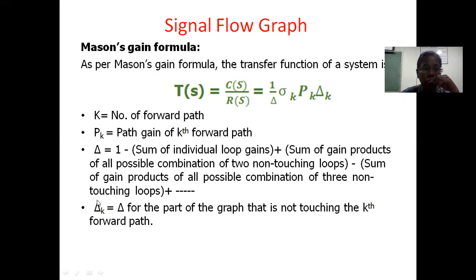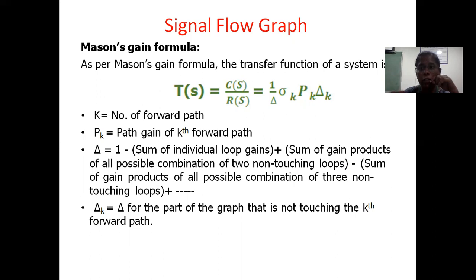Then we should find out the del k. Here the del k is the del for the part of graph which is not touching that kth forward path. As we know that we have to find out the number of forward paths, for each and every forward path we have to find out which is the part of graph that is not touching that forward path. For that part of graph, we have to find out the del.